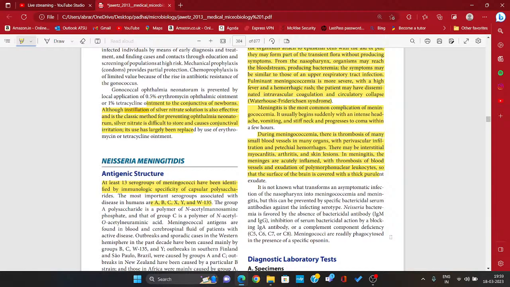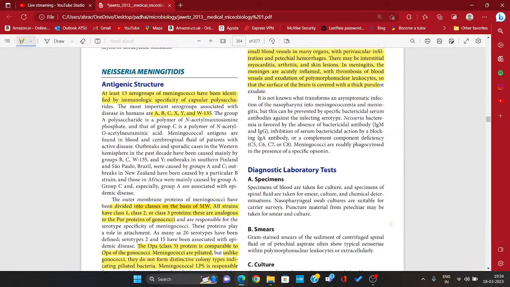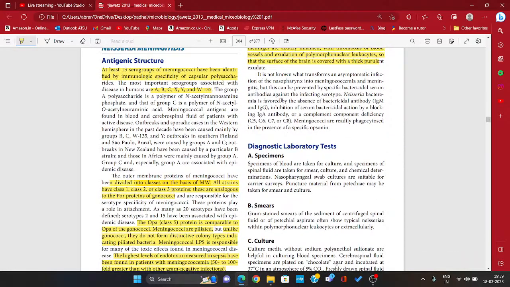Meningococci are readily phagocytosed in the presence of a specific opsonin. This is important. So, Neisseria.